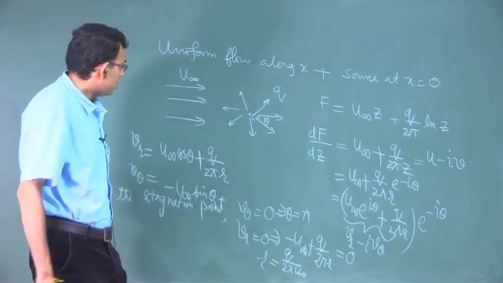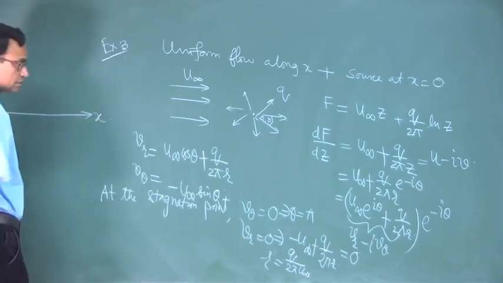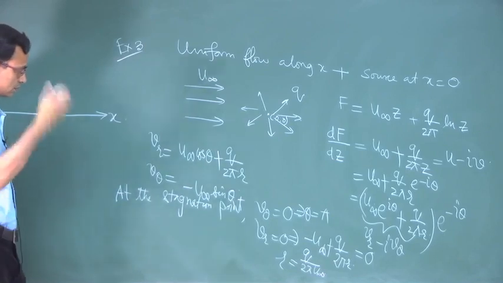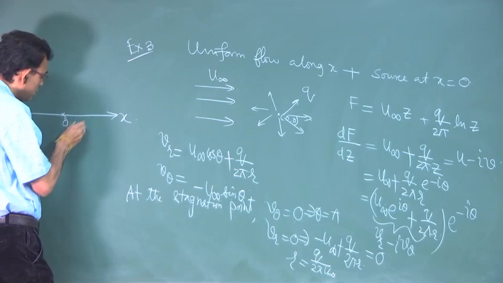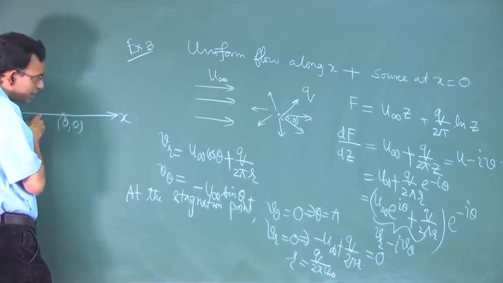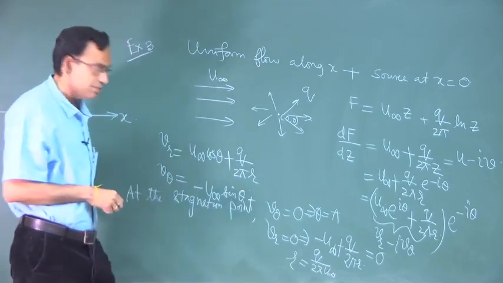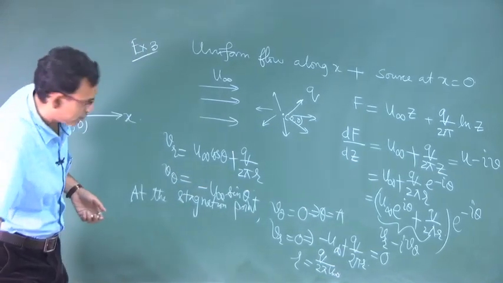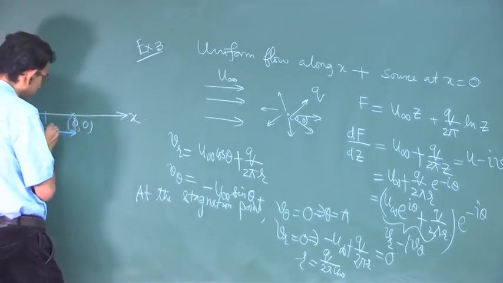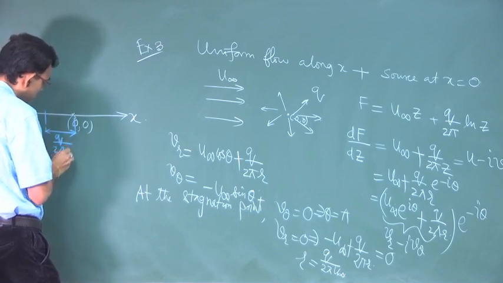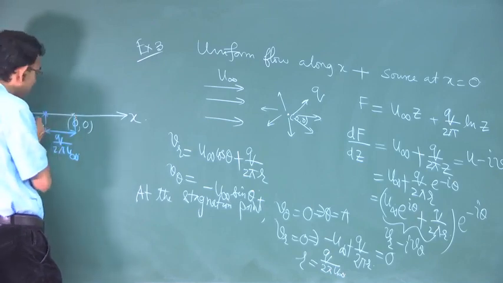Roughly speaking, this is the x axis, this is the origin. From the origin, what is the radial distance? Q by 2 pi u infinity, right. So, from the origin and on the x axis with theta equal to pi, this is the stagnation point.